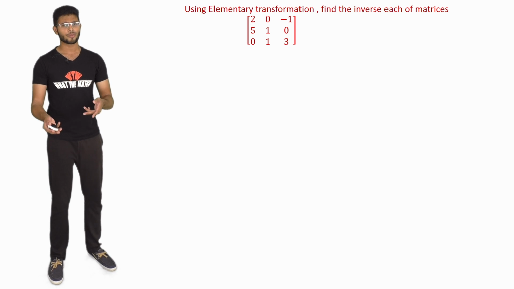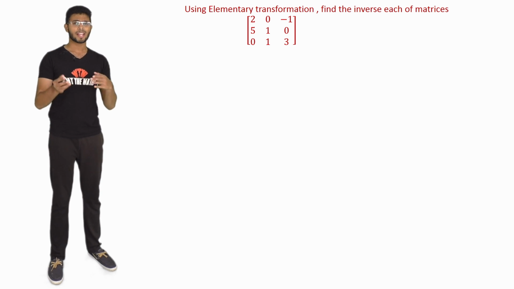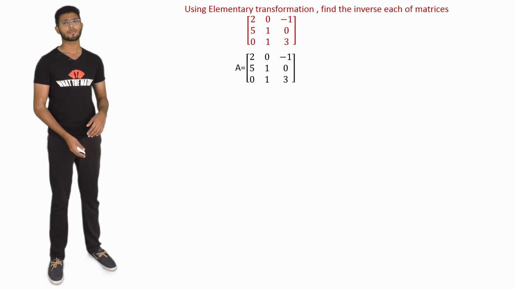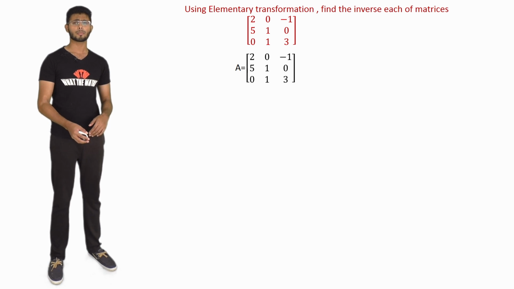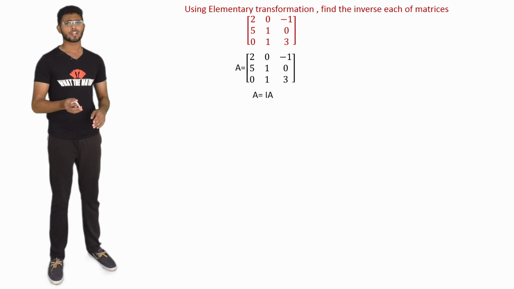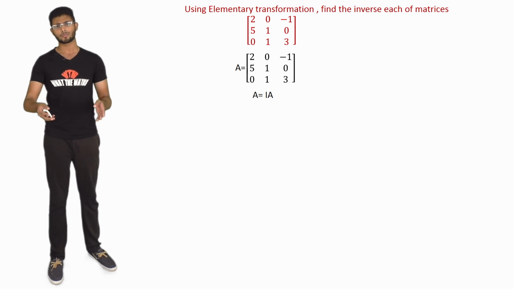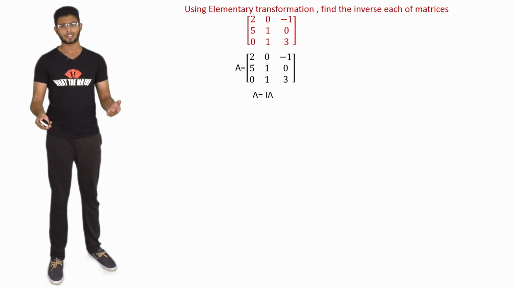So now in this problem, we're going to be using elementary row transformation to find the inverse of this matrix over here. The matrix given to us is a 3 by 3 matrix, and we're going to name this matrix A. Okay, so now our A matrix is going to be equal to I into A. I is an identity matrix. You know that when an identity matrix is multiplied with a matrix, it's the matrix itself.